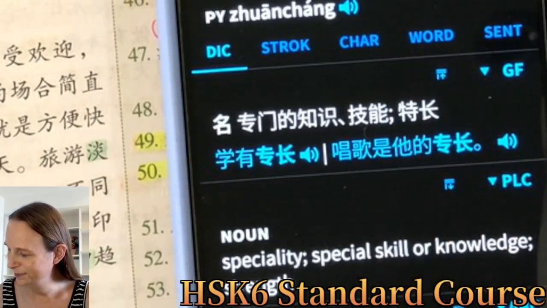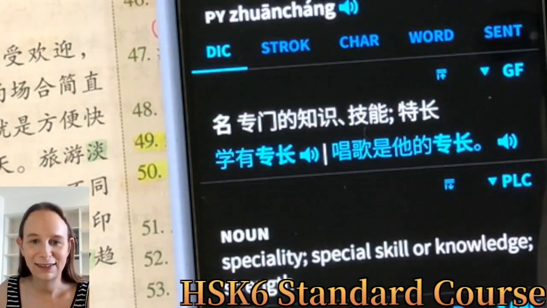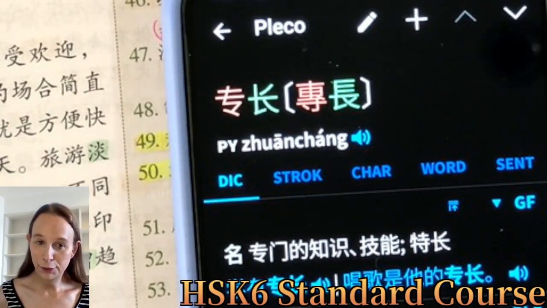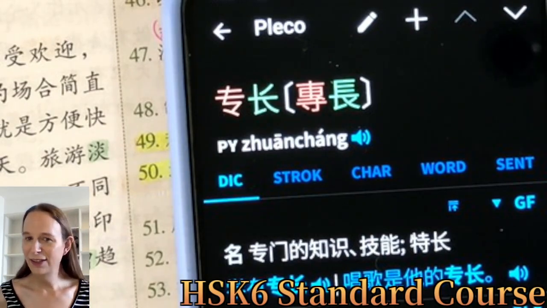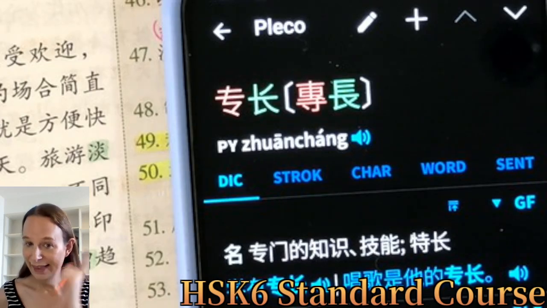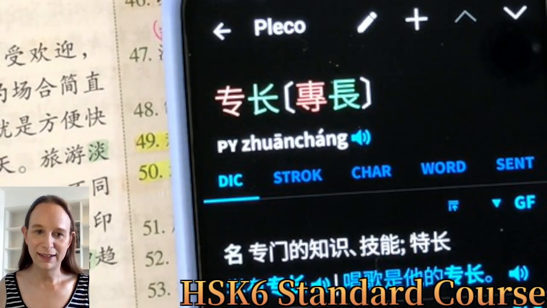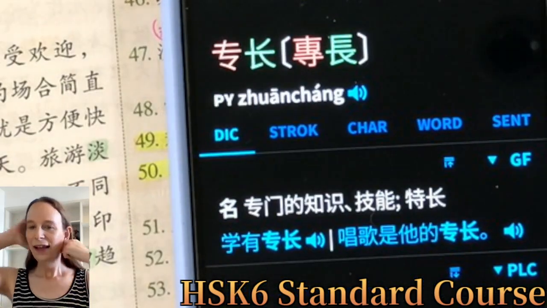Speciality. 专长. So the 专 would imply exclusive, right? There's only one thing you do, and that's what you do, right? 专长. Whereas 特长 doesn't exclude the possibility of alternative.